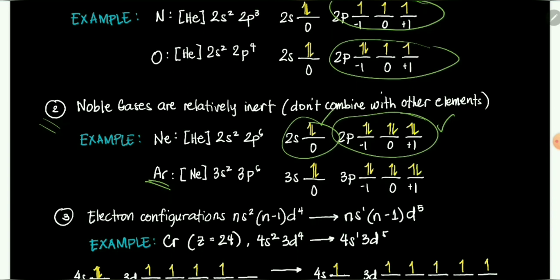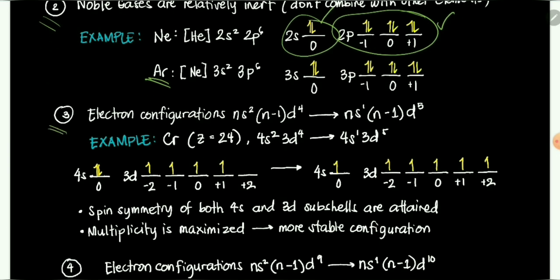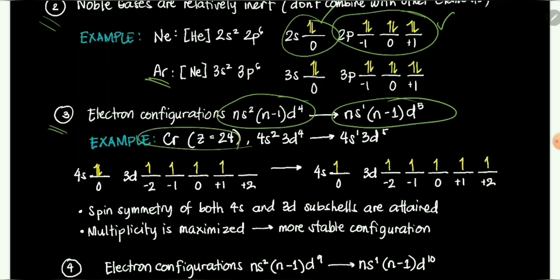Okay? So, another evidence is yung electron configurations na nag-a-adjust para makasunod tayo dun sa orbital subshell symmetry. Yung mga electron configurations na ns2, (n-1)d4, usually nagiging ns1, (n-1)d5. So, yun yung case ng chromium. Okay? Yung chromium is 4s2, 3d4. From 4s2, 3d4, ang na-observe nila, nagiging 4s1, 3d5 yung ating chromium.